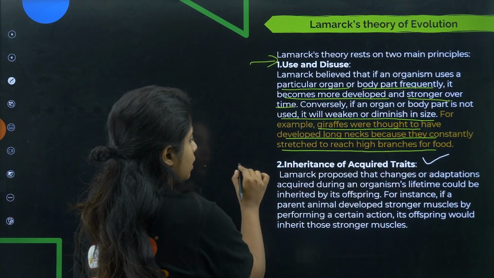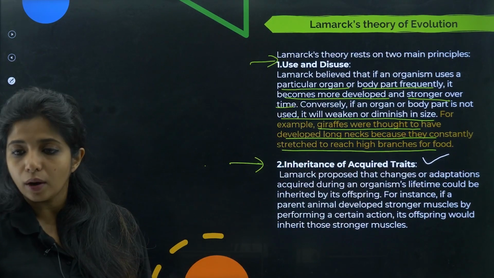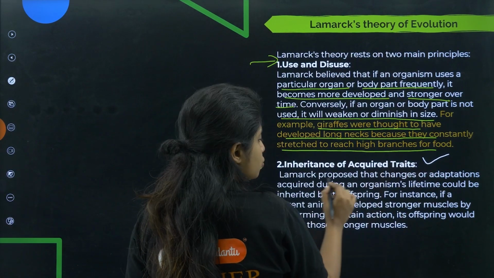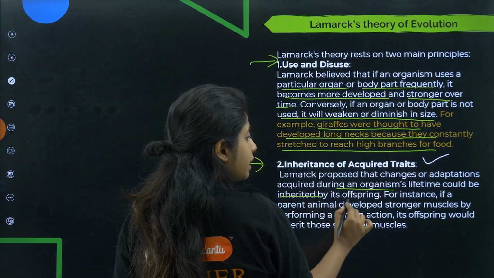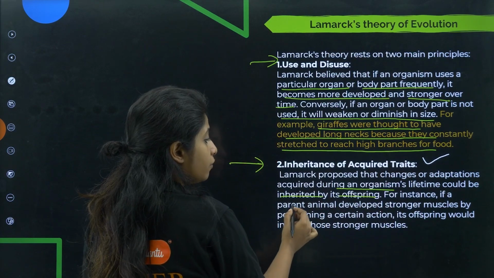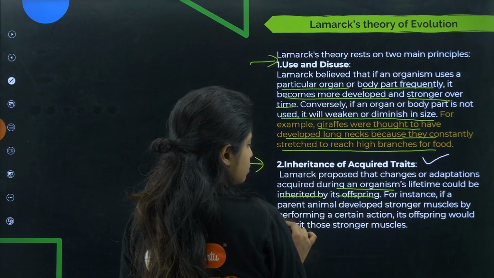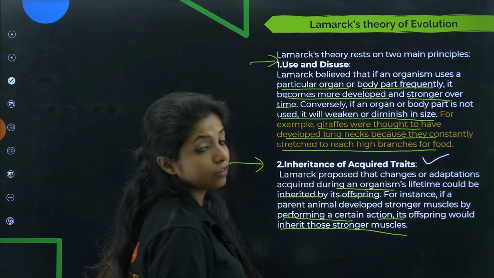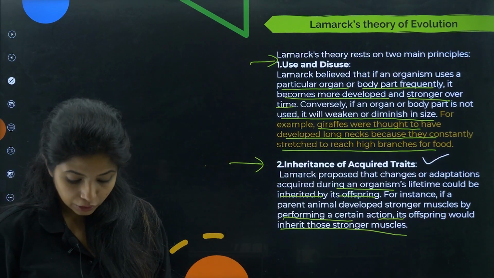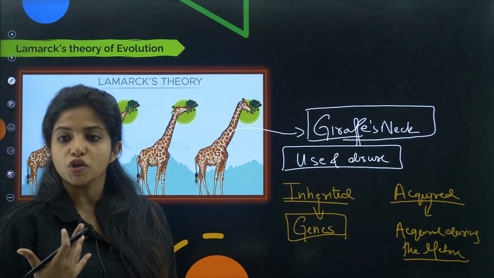Now, the second principle was the inheritance of acquired traits. Lamarck proposed that changes or adaptations acquired during an organism's lifetime could be inherited by its offspring. For instance, if a parent animal developed stronger muscles by performing a certain action, its offspring will also inherit those stronger muscles. But do you think this is correct? Obviously, it is not correct.